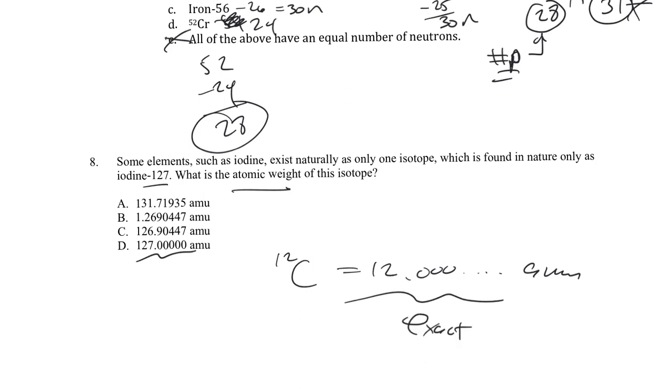The way you would know iodine's atomic weight is you would go to the periodic table and look at the average atomic weight listed. So the periodic table for a given element lists the average atomic weight. And if an element only exists as one isotope, then it's the isotopic mass of its only isotope, in this case, iodine-127.